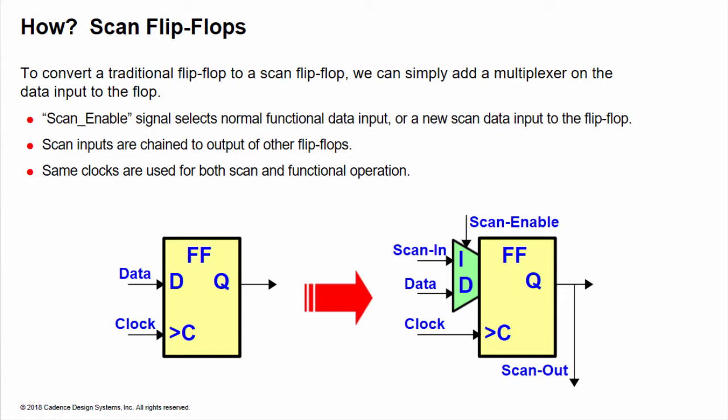For the traditional flip-flop, which captures its input on the rising edge of its clock, the simplest way to do this is just to add a 2x1 multiplexer on the data input of the flip-flop. The multiplexer is controlled by the scan-enable test control signal and selects either the functional data input or the scan data input. The differentiation between the functional data input and the scan data input is a matter of convention.